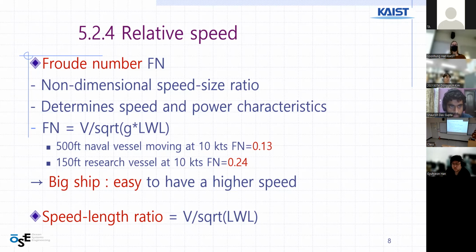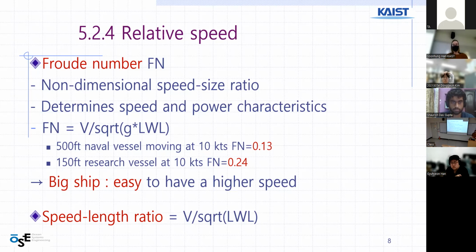It is equal to V divided by the square root of g times LWL. V is the relative flow velocity between the sea and the ship, g is the acceleration due to gravity, and LWL is the length of the ship at the waterline level, as the professor explained before. So we have some values. For a 500 feet naval vessel moving at 10 knots, Fn would be 0.13. And for a small ship, a 150 feet research vessel at the same speed of 10 knots, Fn would be 0.24.